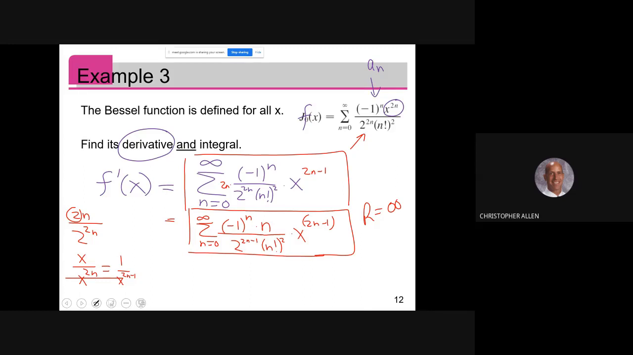Now, I would like you guys to try the integral. Would you please try to do the integral? I did the derivative, try the integral, and then that's where we're going to leave things at today.